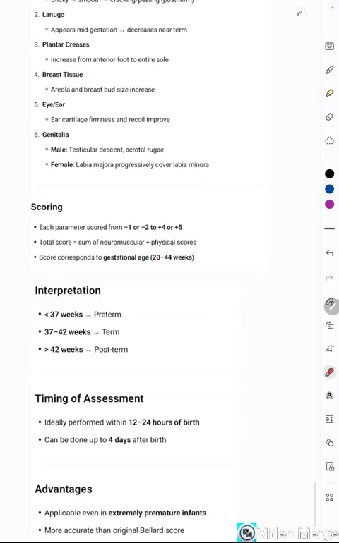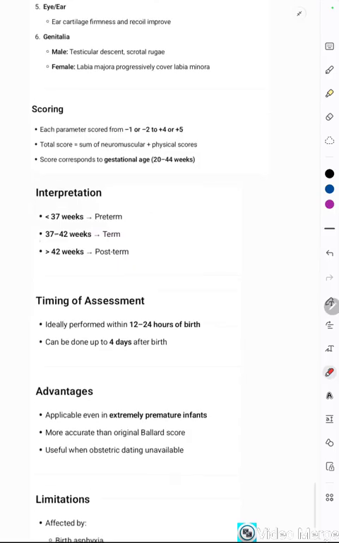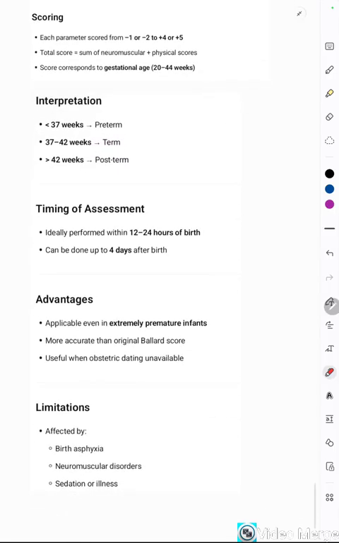The interpretation: if it is less than 37 weeks, we call it preterm. If it is 37 to 42 weeks, we call it term. And if it is more than 42 weeks, we call it a post-term infant. The timing of assessment should ideally be within 12 to 24 hours of birth, and it can be done up to 4 days after the birth. The accuracy is about ±1 week.